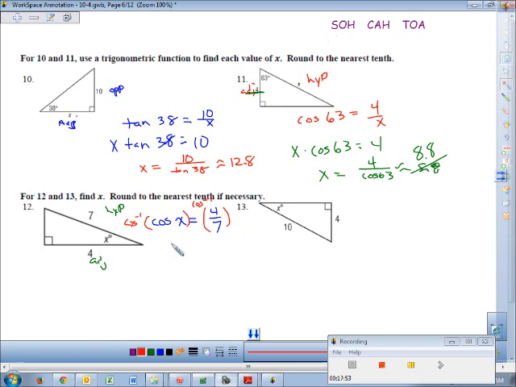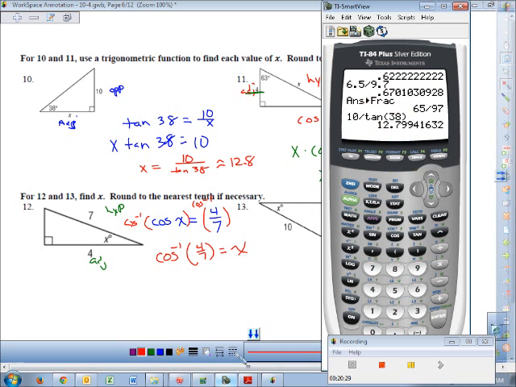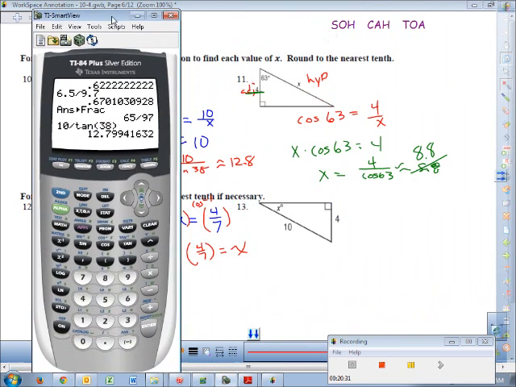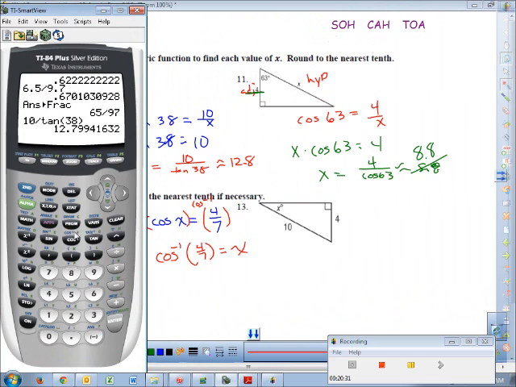So this is what we did back in the day. We just said make them switch places. The cosine inverse of 4/7 equals x. The 4/7 and the x just do the old switcheroo, right? To punch that in, those are right above your sine, cosine, and tangent buttons. It's the little -1, and you should know by now that that's read out loud as inverse. So 4/7, just type in 4 divided by 7.